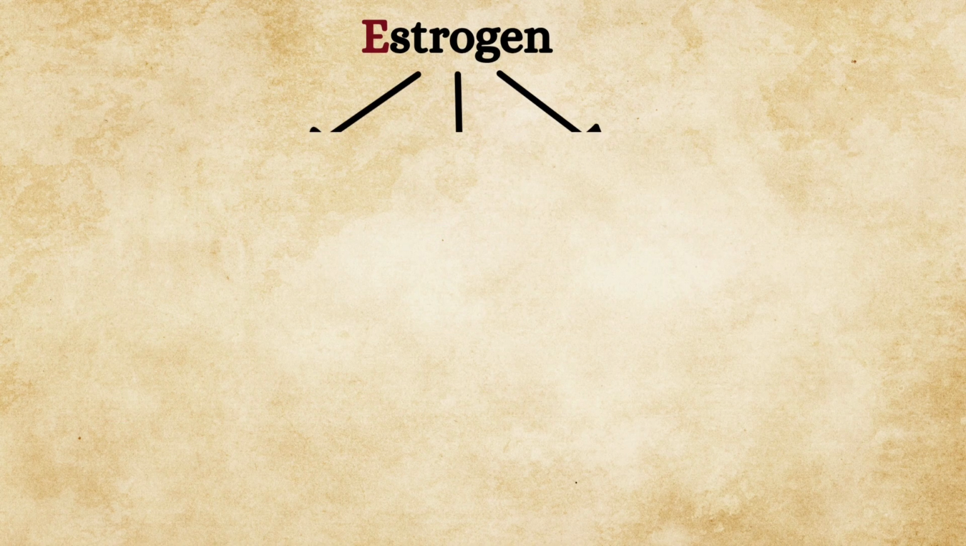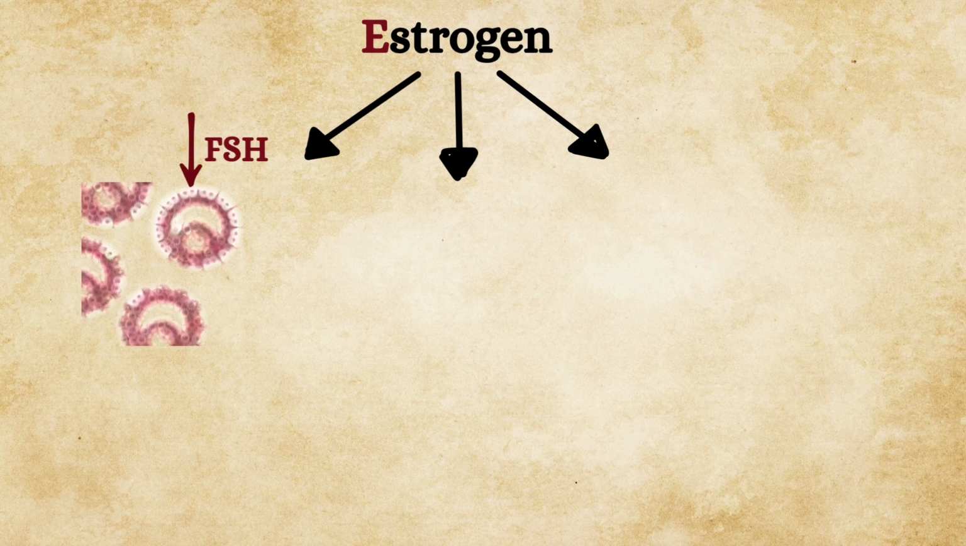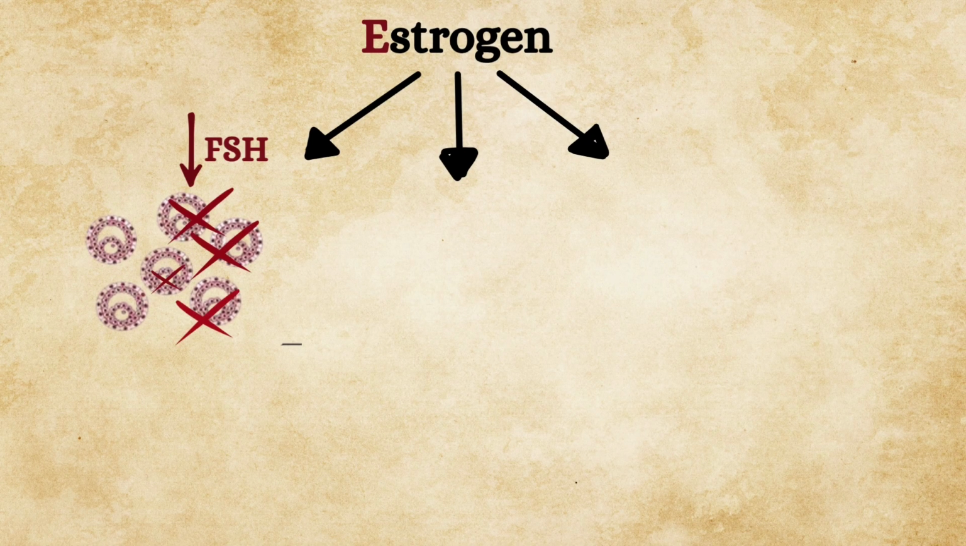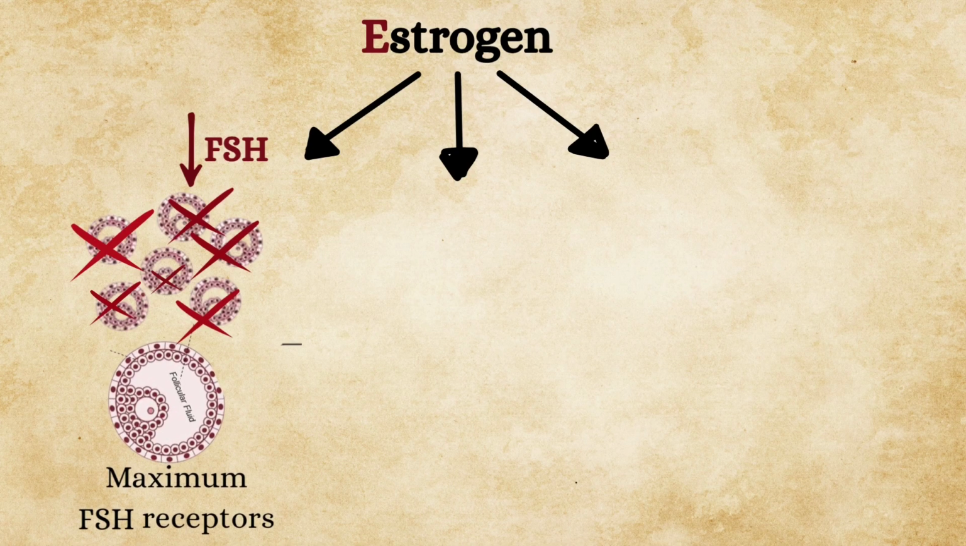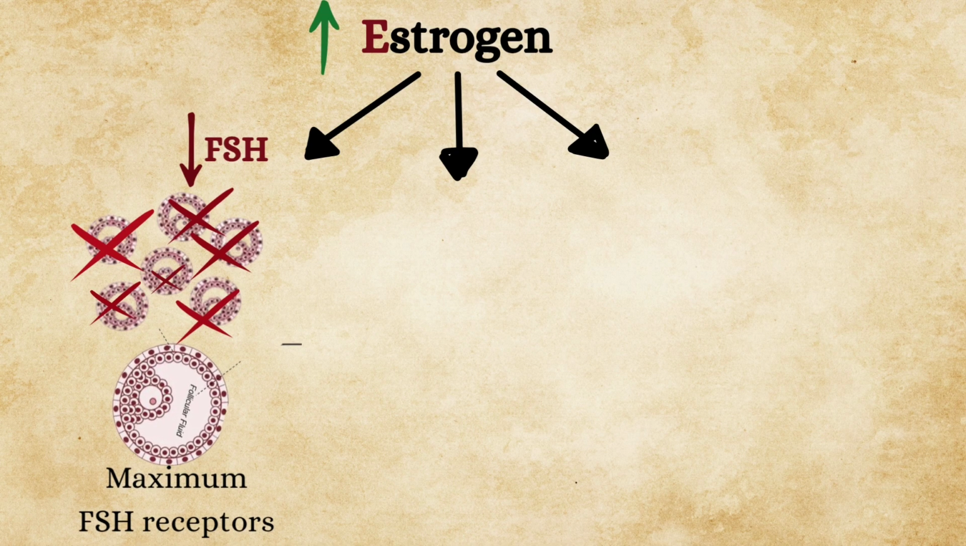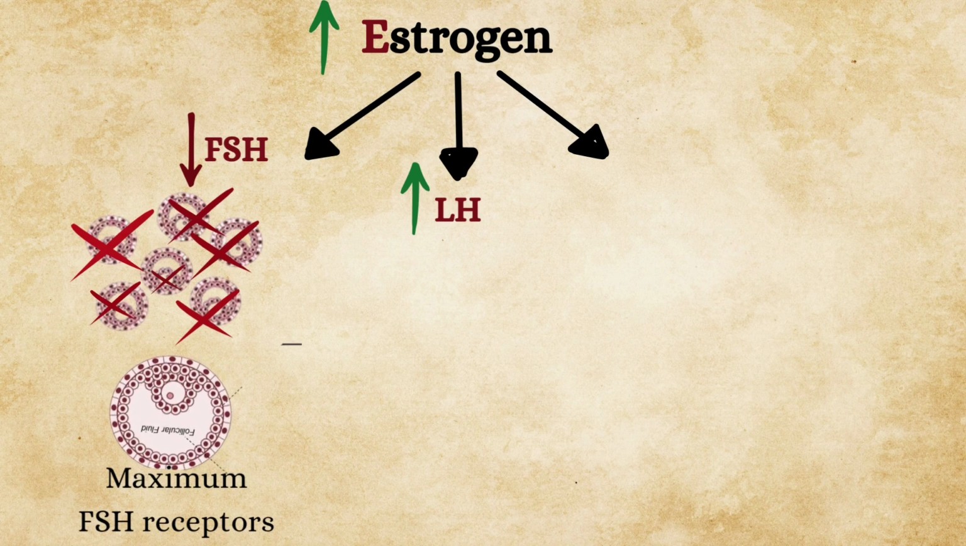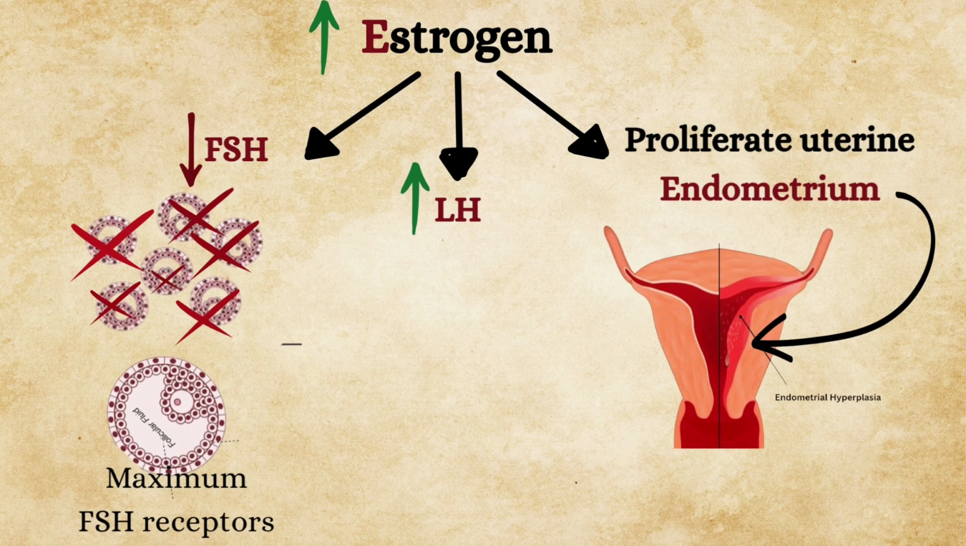As estrogen causes FSH levels to drop, follicles that have fewer receptors starve and die. Only the single dominant follicle survives because it has the maximum FSH receptors. High estrogen provides a positive trigger to spike luteinizing hormone levels. Estrogen builds up the lining of the uterus, the endometrium.